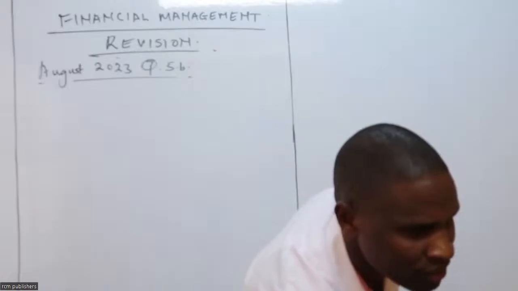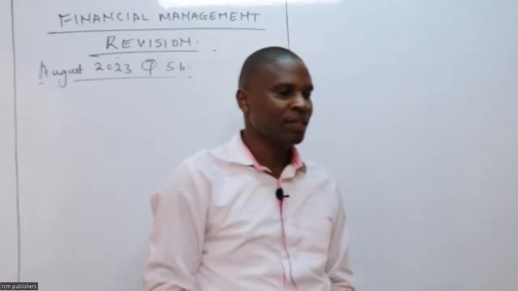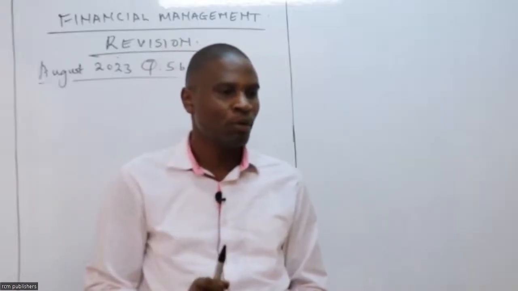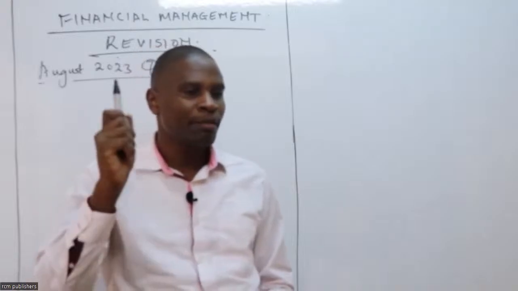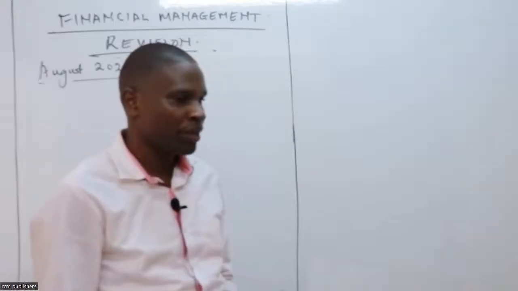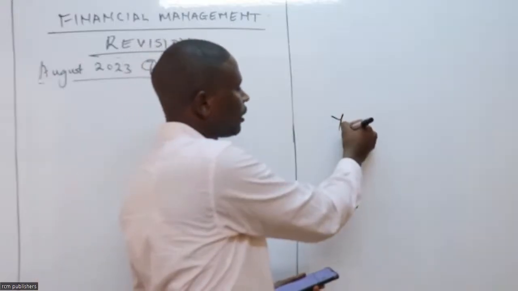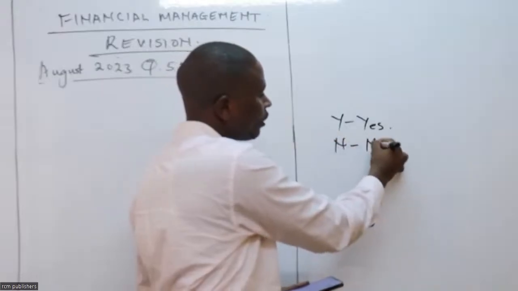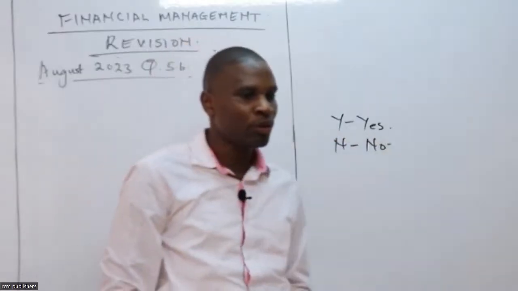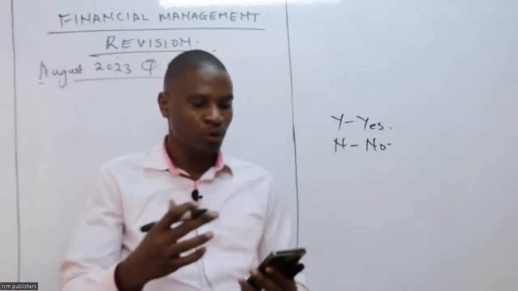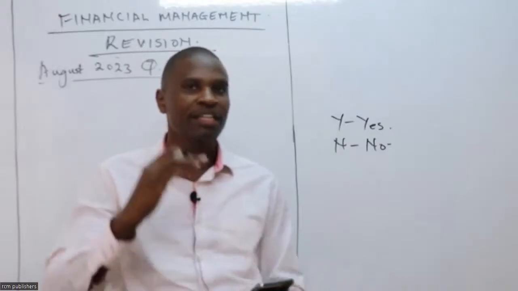I can see my board is faint. I don't know whether you're able to see it clearly, or I should adjust my camera. Are you able to see my board clearly? Y for yes for the new students. Just type Y to mean yes, N to mean no for easy communication. Good. If it is clear, that is okay with me.